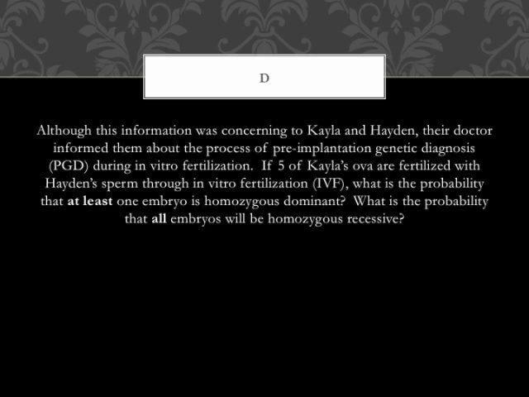Although the knowledge that their child could have cystic fibrosis was concerning to Kayla and Hayden, their doctor informed them about the process of pre-implantation genetic diagnosis during in vitro fertilization. Now, if 5 of Kayla's ova are fertilized with Hayden's sperm through in vitro fertilization, what is the probability that at least one embryo is homozygous dominant? What is the probability that all embryos will be homozygous recessive?